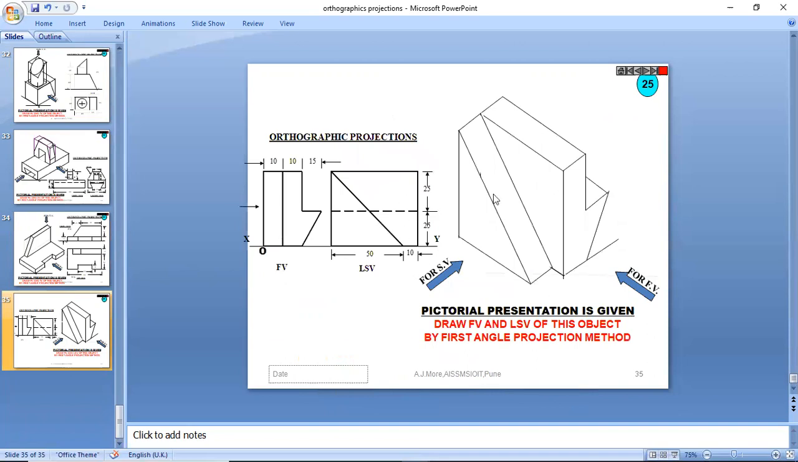This is another object which is drawn in such a way on the sheet of paper. Draw the front view and left hand side view of the object by the first angle projection method. And this is the actual drawing of this orthographic projection.